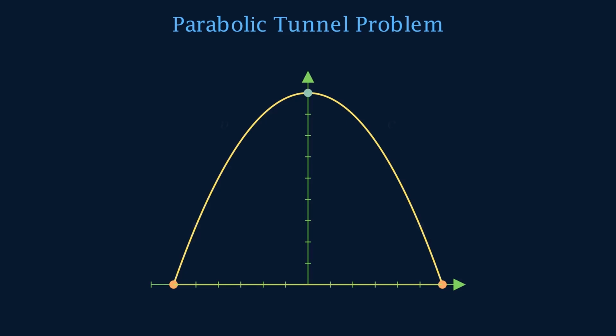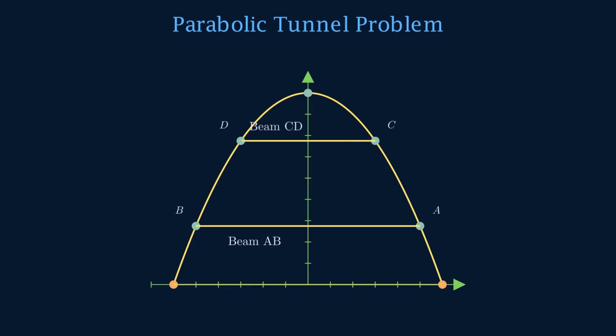Now, inside this tunnel, we've installed two horizontal beams for structural support, beam AB and CD, in such a way that they are parallel to the floor. The points A, B, C, and D, marking where these beams meet the walls of the tunnel, lie perfectly on the parabola itself. Here's the puzzle that makes this interesting.